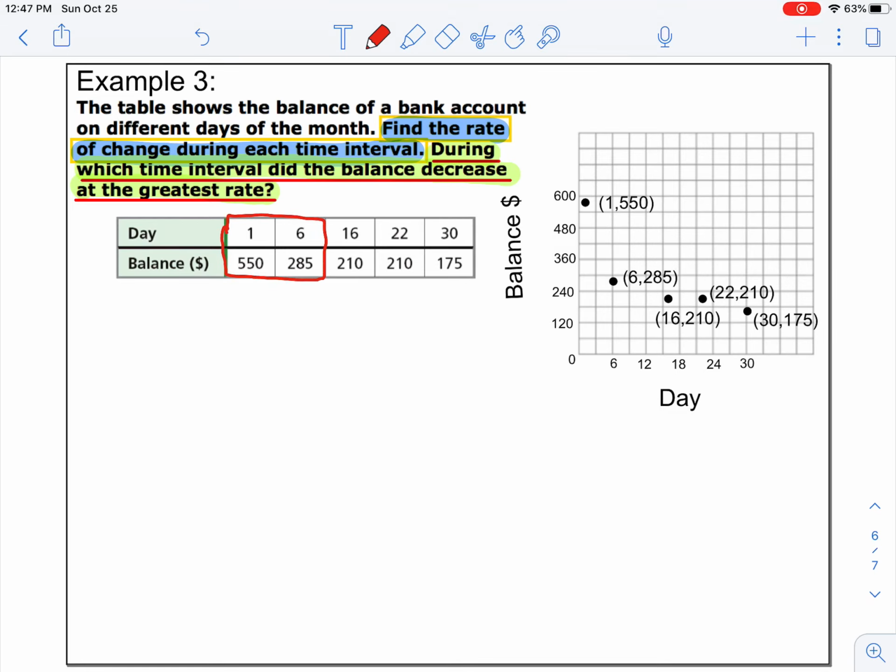Okay, in the last example, it kind of had some things set up for you, but we need to write the time period of day 1 to 6, and how much did it increase? When it goes from 550 to 285, that's actually a decrease of $265 over 5 days. So that means that is a decrease of $53 per day. So that is this first time period from day 1 to 6.